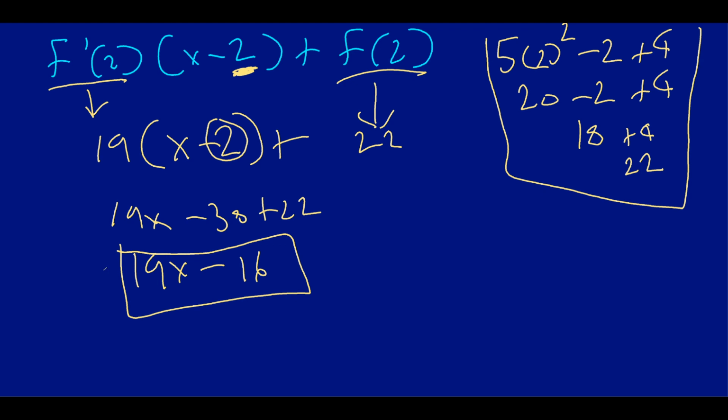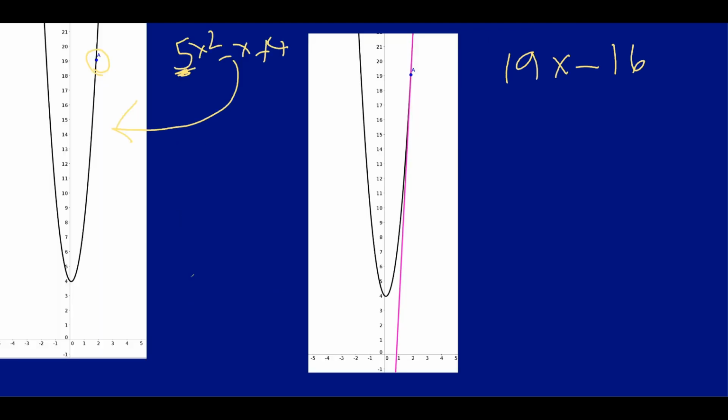And so when you do all that and you distribute the 19, you get 19x minus 16. Once you do all that, here off to the left is the original equation, and here off to the right is the original equation plus the tangent line of the equation that we found. So I hope this video was useful for you and you were able to understand what we talked about.